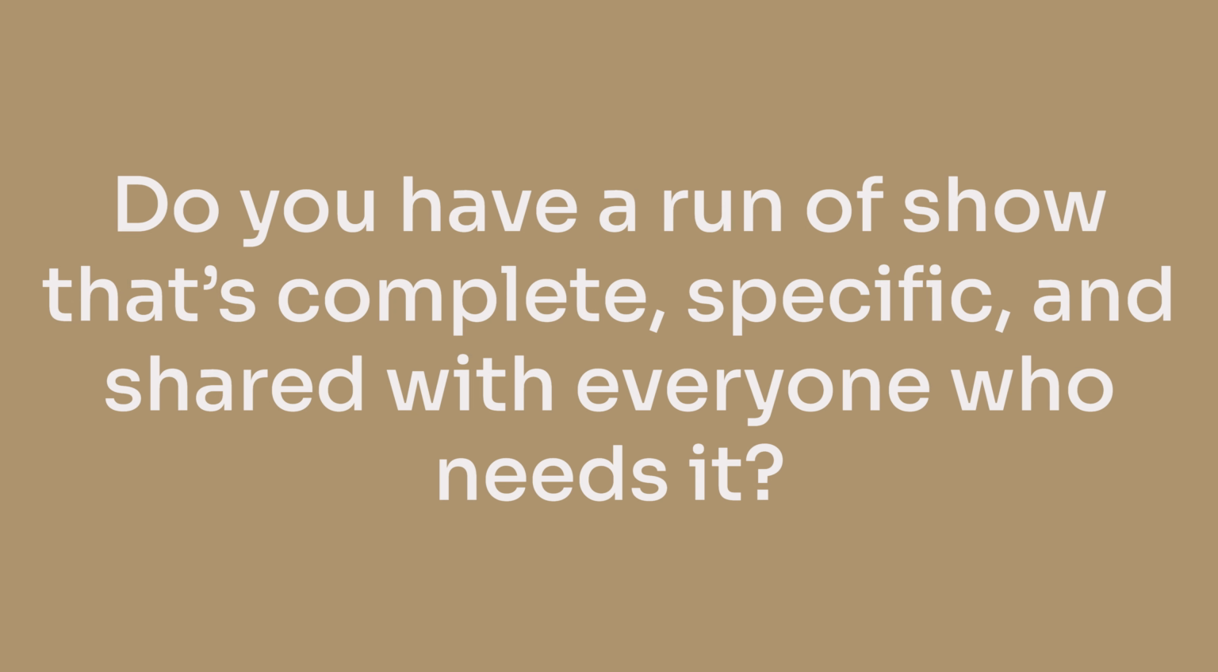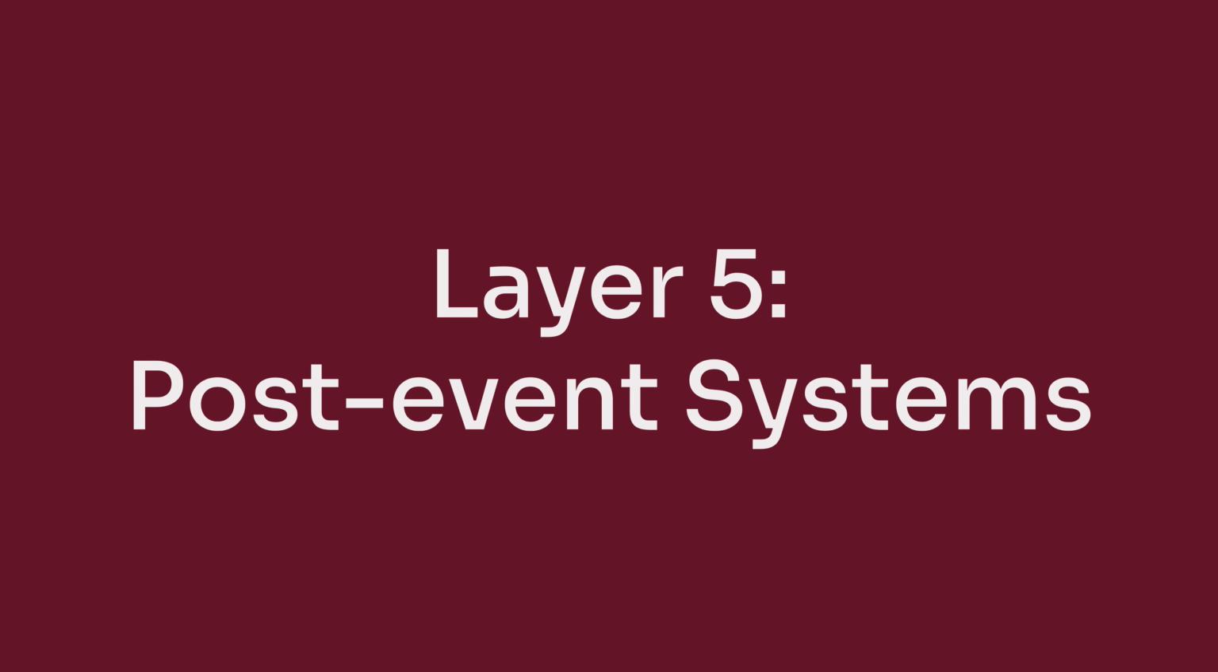Do you have a run of show that is complete, specific, and shared with everyone else? And I'm not talking about a rough outline. I'm talking about detailed information that tells your team exactly what is happening, when, where, and by who. If vendor details are living in your inbox and they have to go through you, then you have a layer 4 gap. And layer 5 is post-event system.